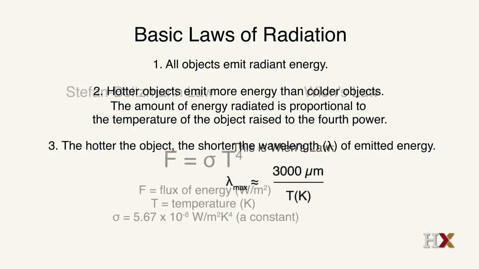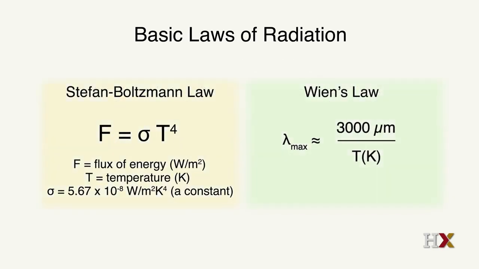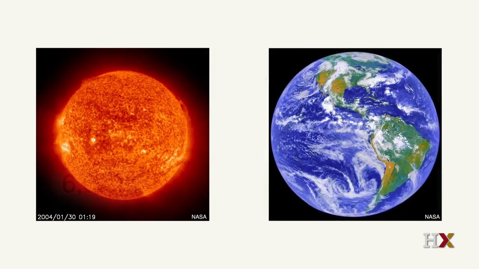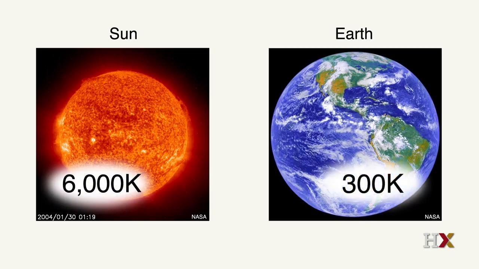So let's take these two radiation laws. The Stefan-Boltzmann law that describes the radiation flux from a black body as a function of its temperature, and Wien's law that describes the wavelength of light from an object. Let's consider two objects in our solar system: the Sun, which is the source of our energy, and the Earth. The Sun is roughly 6,000 Kelvin at its surface, and the Earth is about 300 Kelvin at its surface, a little bit less than that.